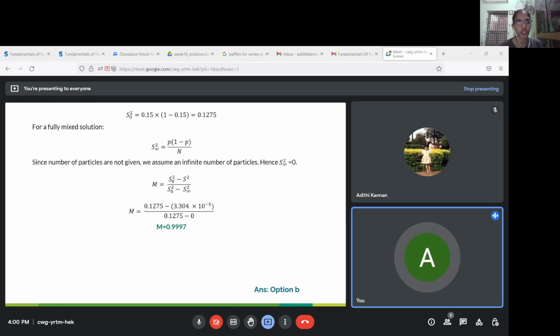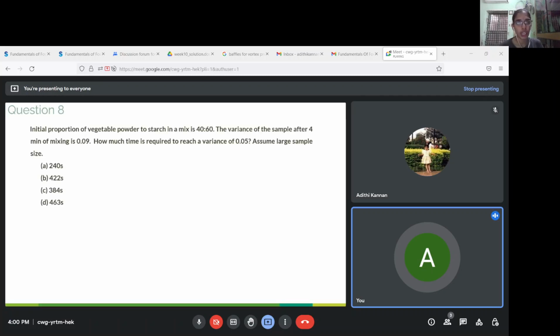Moving on to the next question. Question 8. The initial proportion of vegetable powder to starch in a mixture is 40 to 60. The variance of the sample after 4 minutes of mixing is 0.09. How much time is required to reach a variance of 0.05? Assume a large sample size.